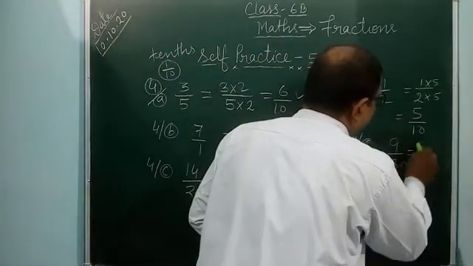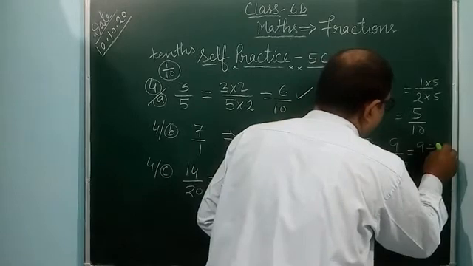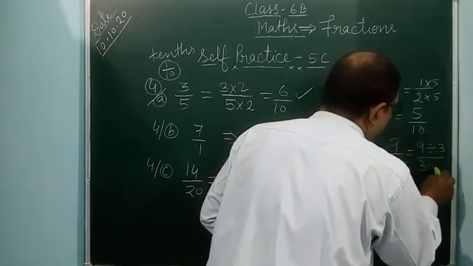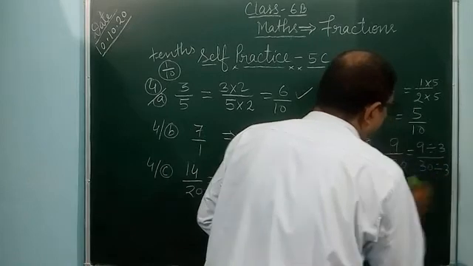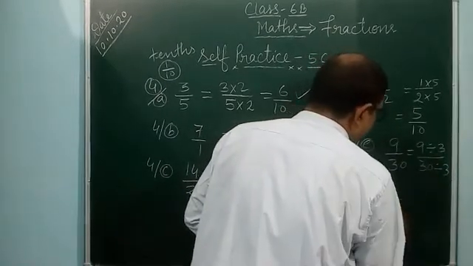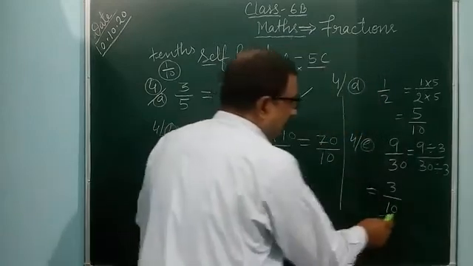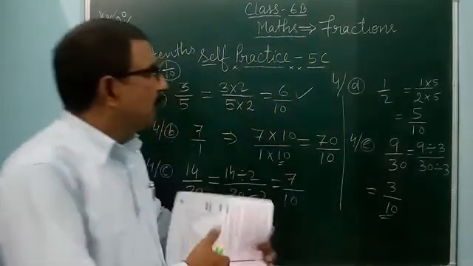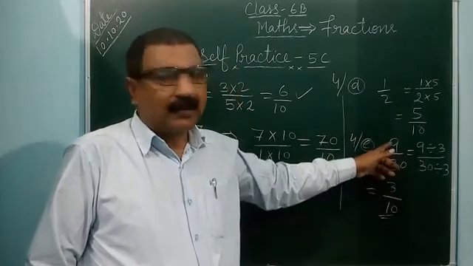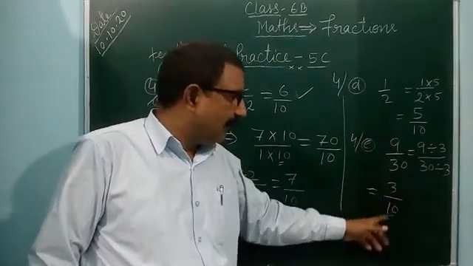So 9 divided by 3 and 30 also divided by 3. So 3 3s are 9 and 3 10s are 30. So 3 by 10. Now the answer for 9 by 30 is 3 by 10.